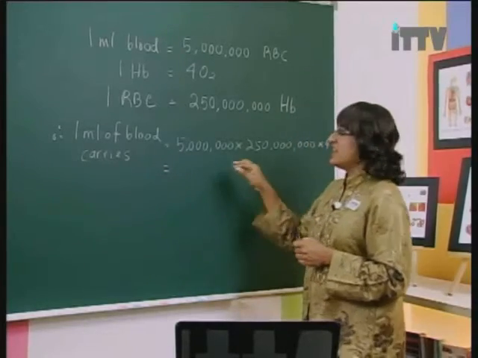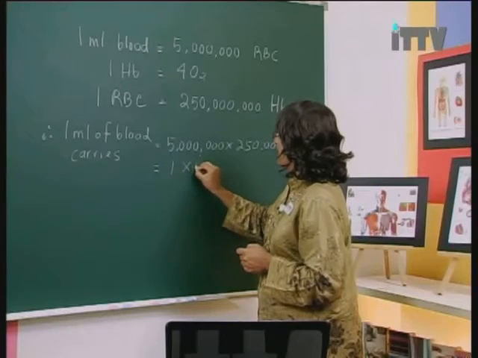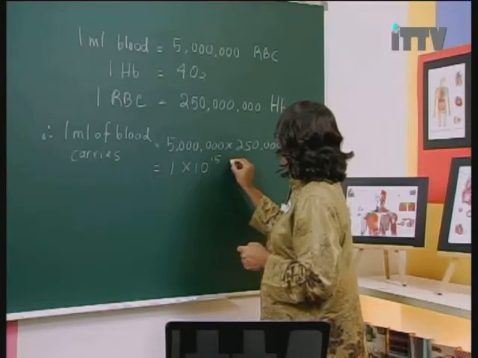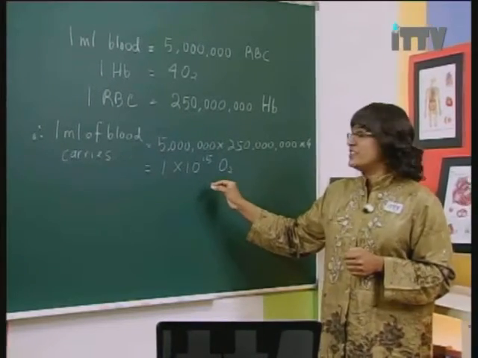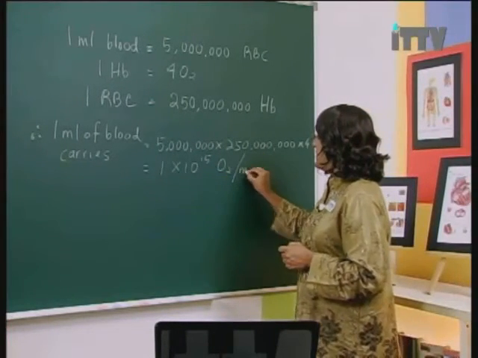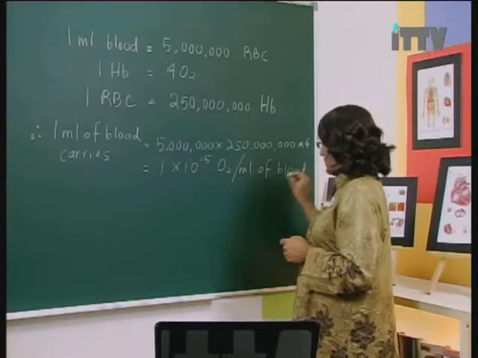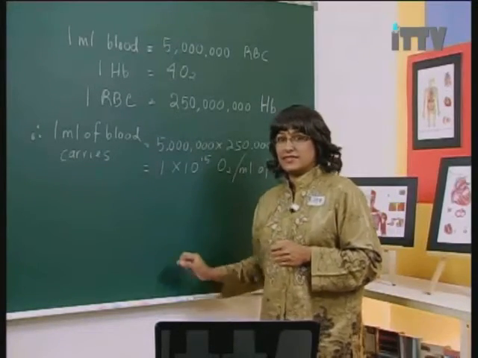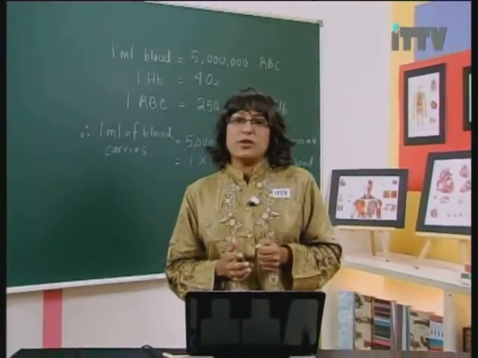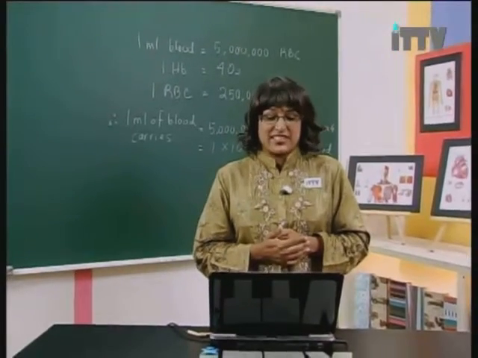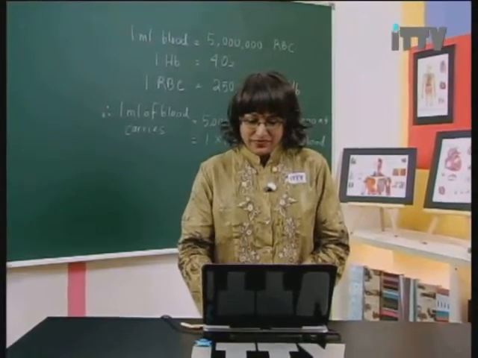Wow, that is a lot of zeros, and it actually amounts to 1 times 10 to the power of 15 oxygen molecules per milliliter of blood. Now, can you see how versatile our blood transportation system is? Now, let us go back to this slide.